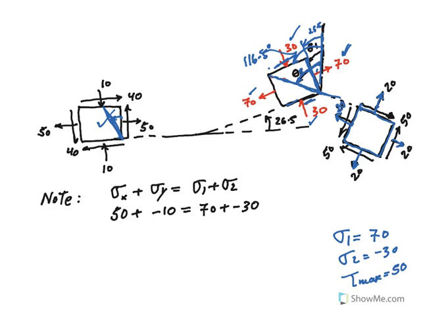Now, one easy way to check our answers, remember that the sum of normal stresses should remain constant on two perpendicular planes. So sigma x plus sigma y, that's what, 40. Look, 70, sigma 1, sigma 2, that's also 40.